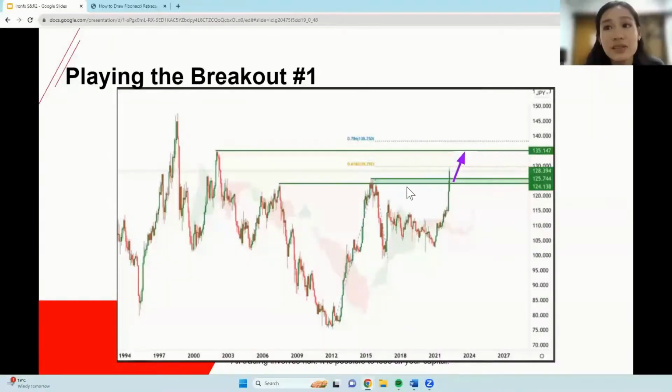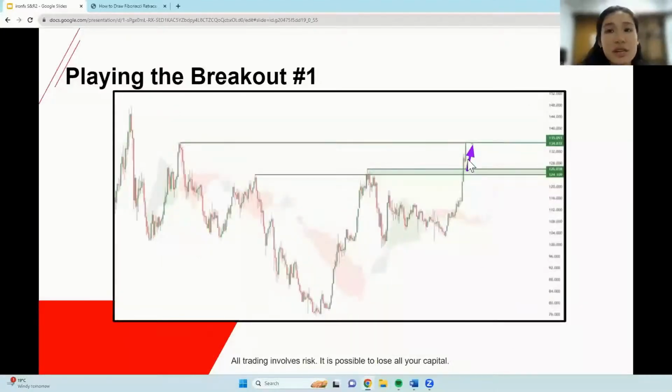So I have a resistance level here. We have 2 swing highs, and then I have another swing high resistance here at 135.147. Okay, so from this level, price has broken out of this confluence area, this multiple swing high resistance. So it's broken out of it, so we're expecting it to continue to shoot upwards towards any one of these levels. Okay, and that's exactly what it did over here.